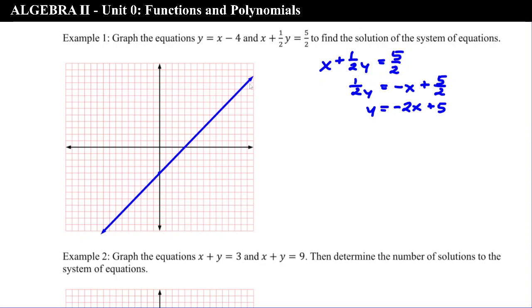Now let's plot the other y-intercept. Our other y-intercept is 5. So we come up here, 1, 2, 3, 4, 5. And then we're going to use our slope, which is negative 2. So negative 2 over 1 would be our rise over run. We're going to come down 2 and go over 1. Down 2 over 1, down 2 over 1. And so we're just going to plot that. And it's going to look something like this.